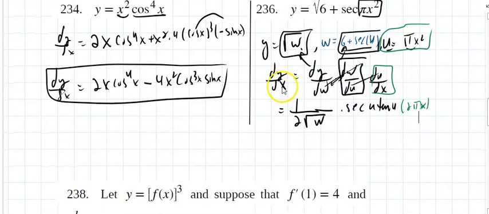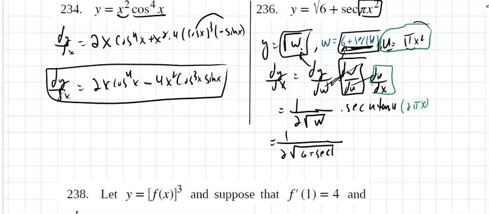So altogether, I'm looking at 1 over twice the square root. What was W? W was 6 plus secant of U. And I know what U is. U was the angle, pi x squared, times secant of U. Well, what's U? We said U was pi x squared, tangent of pi x squared multiplied by 2 pi x.